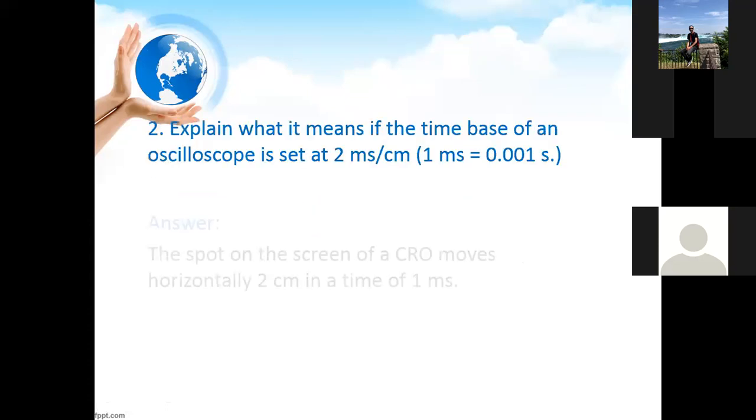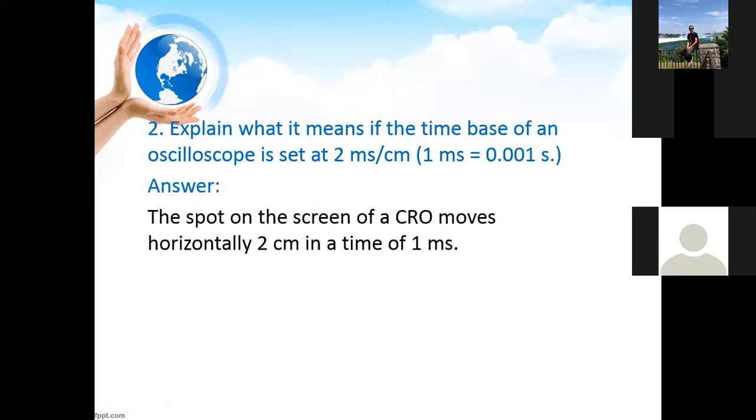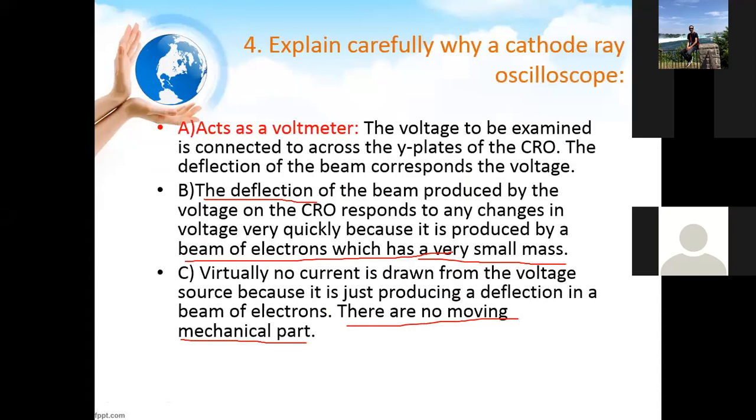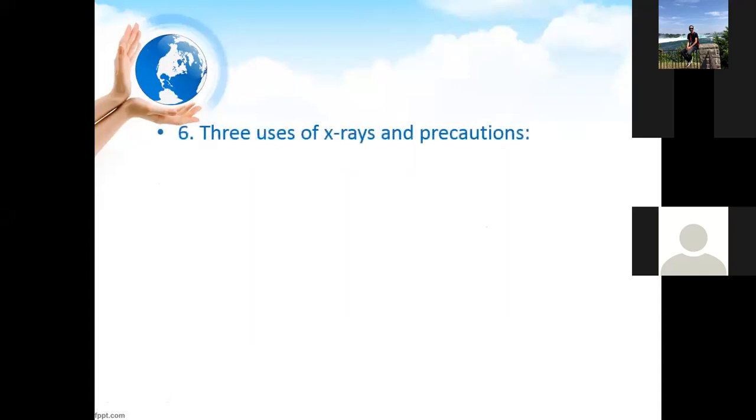Question number 2. Here, 2 millisecond per centimeter. What does it mean? Remember, first of all, 1 millisecond means 1 times 10 to the power negative 3 seconds. So it means the spot on the screen of the cathode-ray oscilloscope moves 2 centimeters in a time of 1 millisecond. This is the answer: it moves 2 centimeters in 1 millisecond. So number 3, 4, I think you just reached that part, so let's move on.